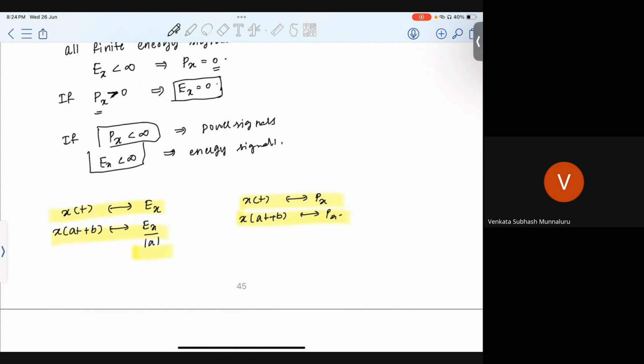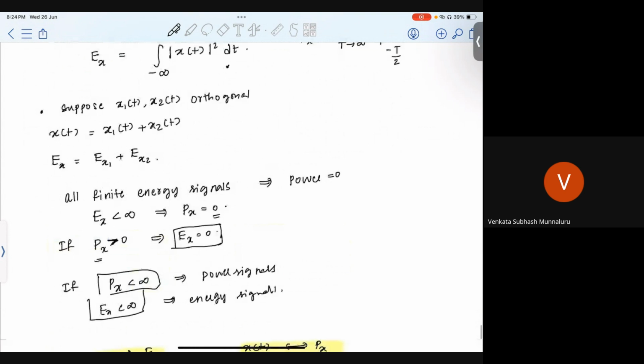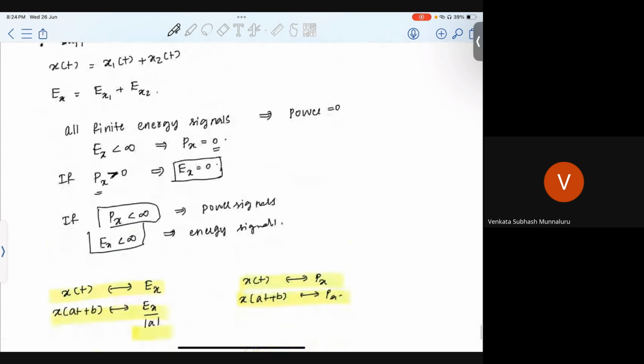But note this point for power signals. For power signals, where the power is a finite quantity, if x of t has a power of Px, then x of at plus b will not affect the power of the signal. The power remains the same. This is something that you guys may want to remember. And this is something that we discussed in the last lecture. Apart from this, week 4 content, it's the summary of what we have done in week 1, week 2, week 3.